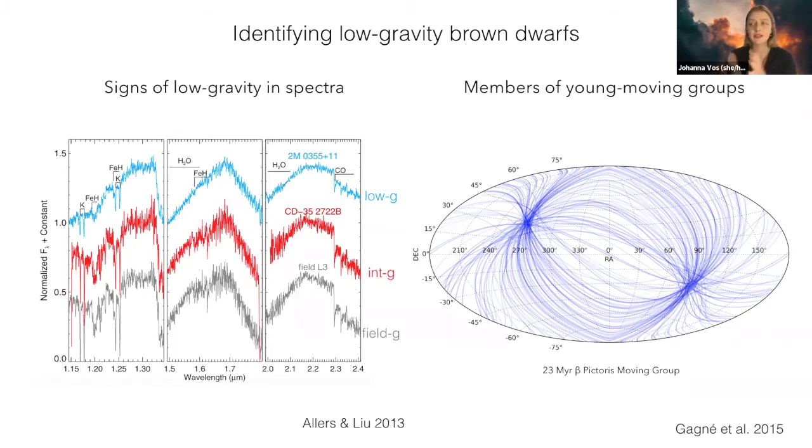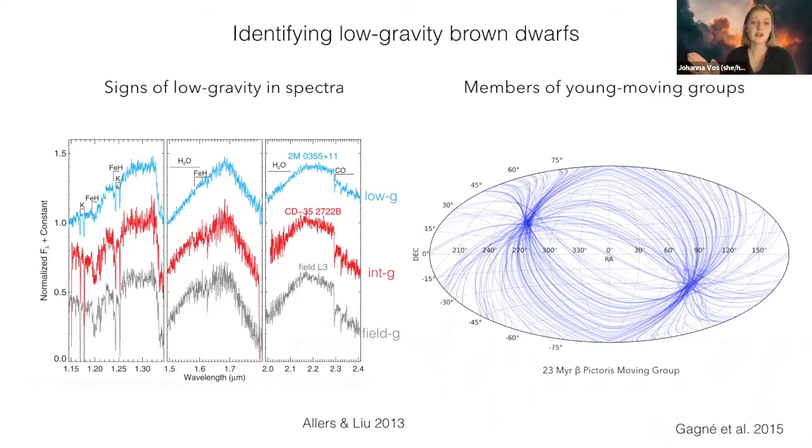So for example, here in the H band, which is in the middle panel, you can see that the shape is very different for low gravity and field objects. It's a very triangular shape for the low gravity objects, but it has a more rounded top for the high gravity objects. So we can look for signatures like this to try and find the lowest gravity objects.